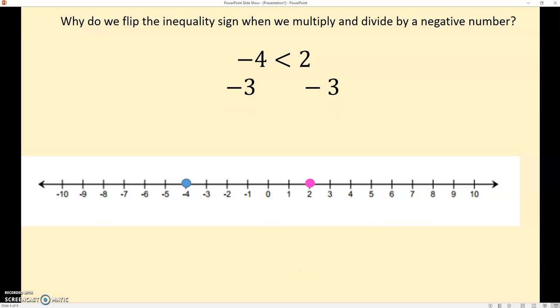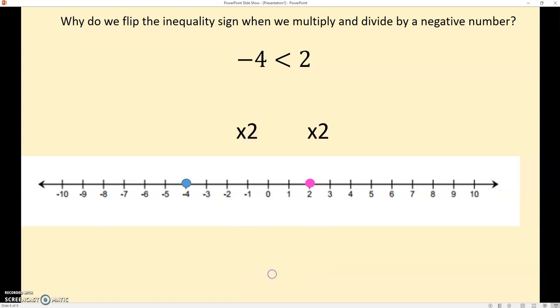Well, what happens if I subtract 3 from both sides of my inequality? Well, my dots are going to move to the left 3 units. So now they're at negative 7 and negative 1. And my blue dot is still less than my pink dot. So blue is still less than pink. Let's recenter them at negative 4 is less than 2.